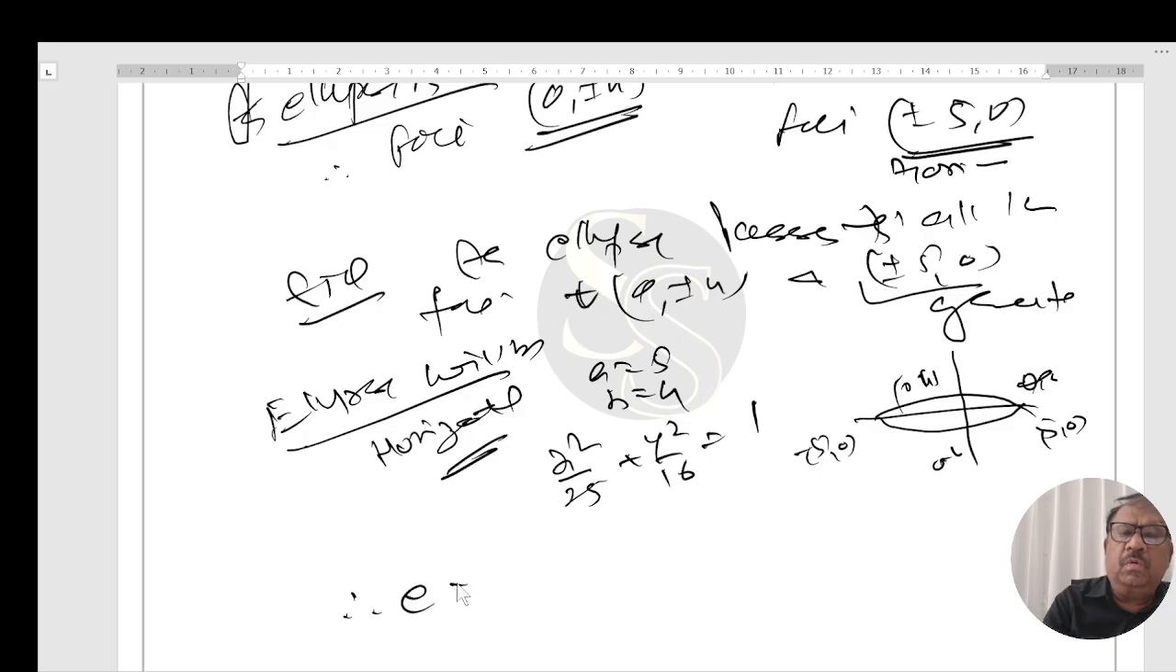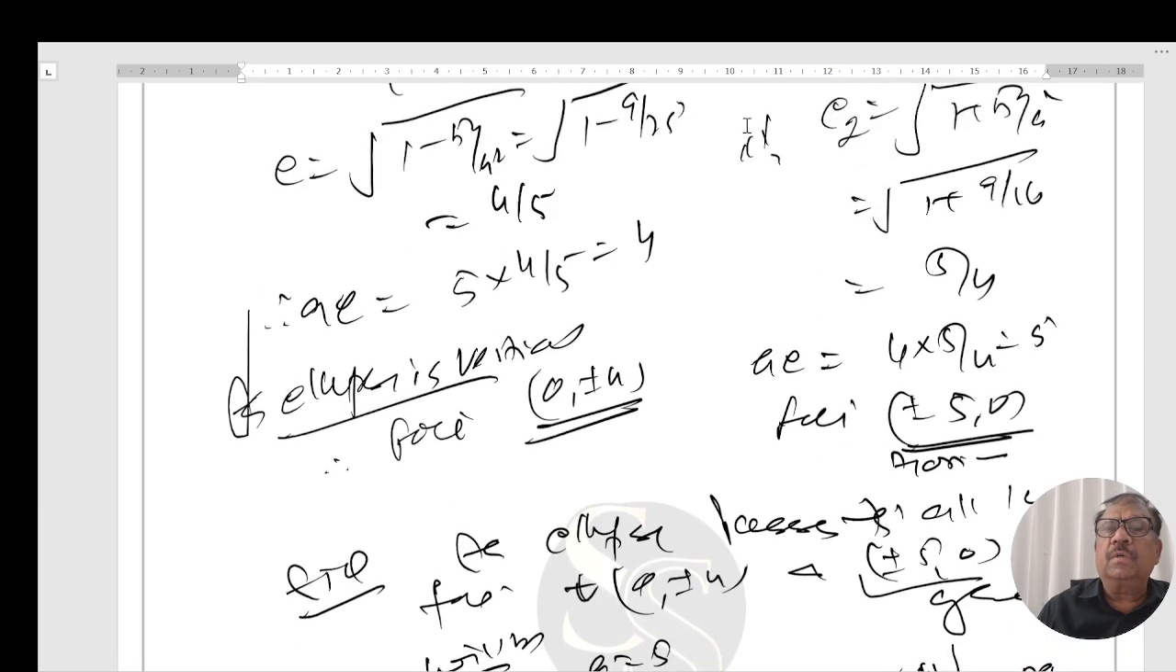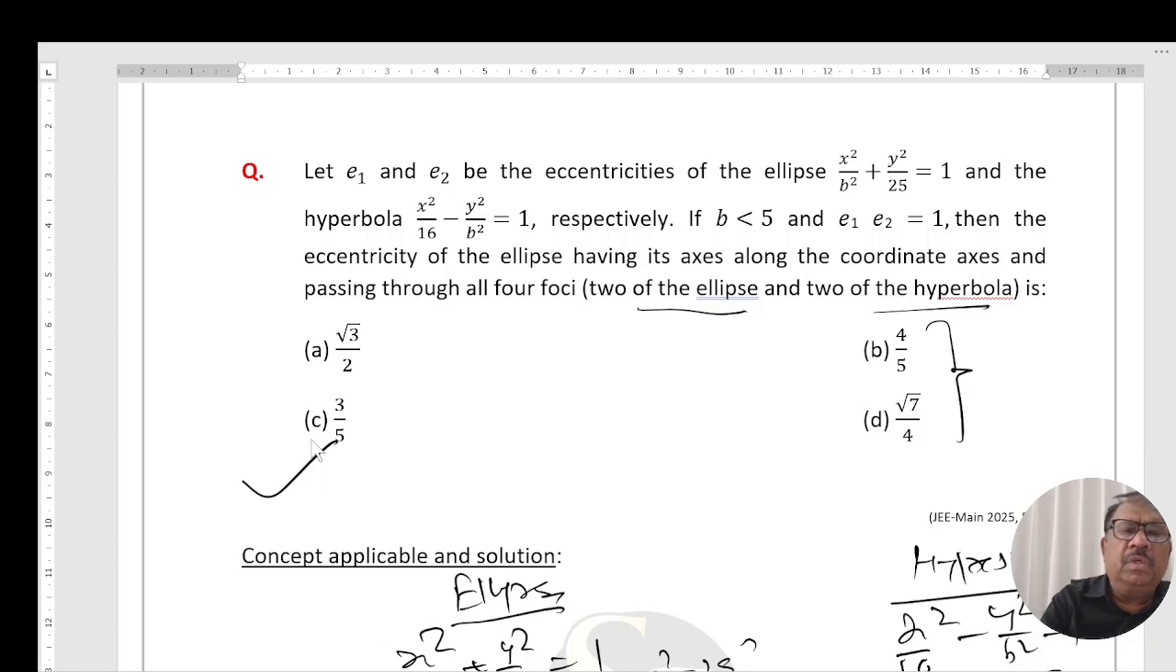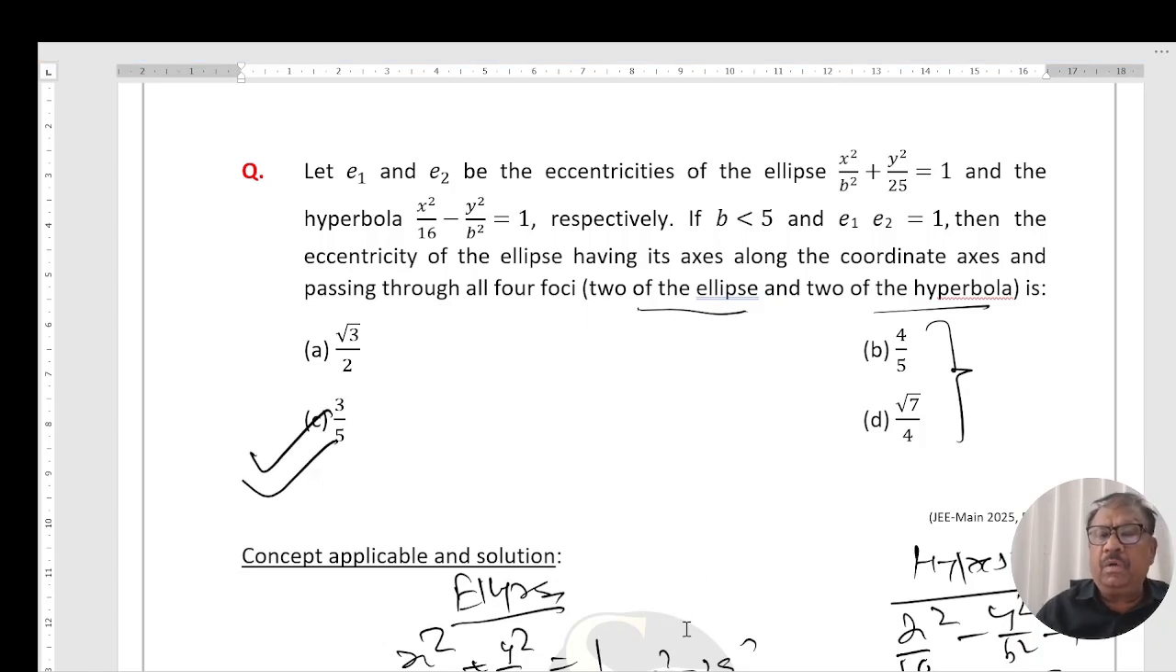Therefore, eccentricity equal to under root 1 minus b square upon a square, that is under root 1 minus 16 upon 25, that is 3/5. This is the answer. Let's check it. 3/5, C is the correct answer. Right? Next question.